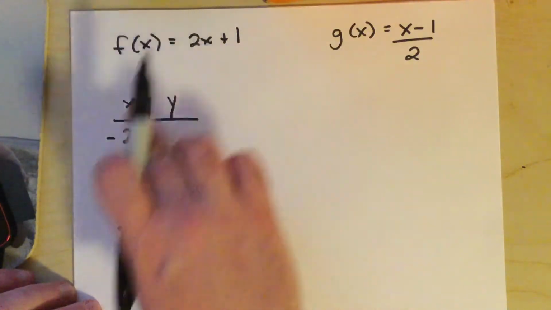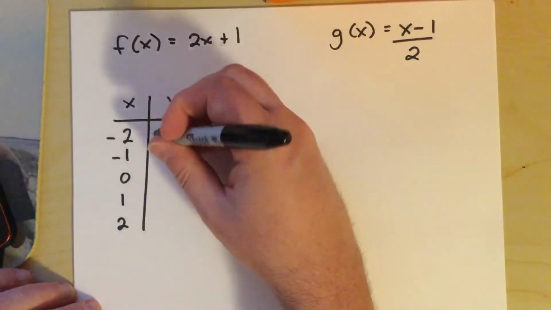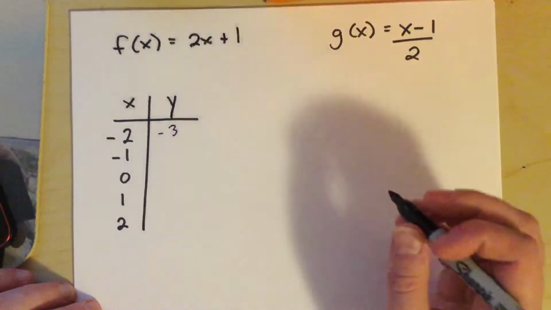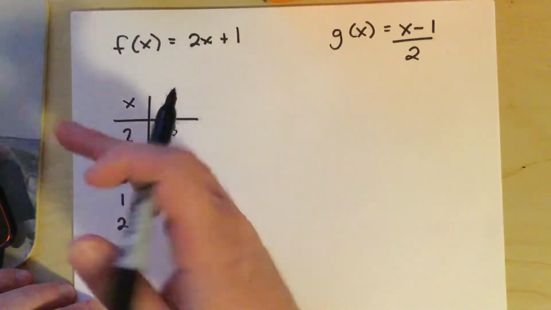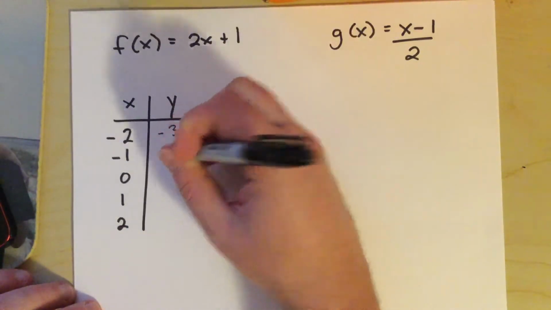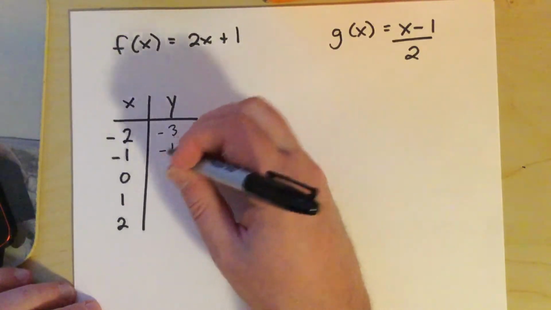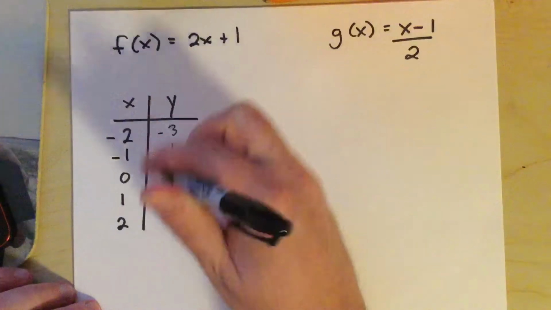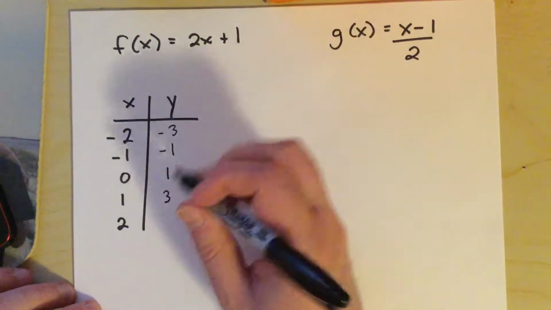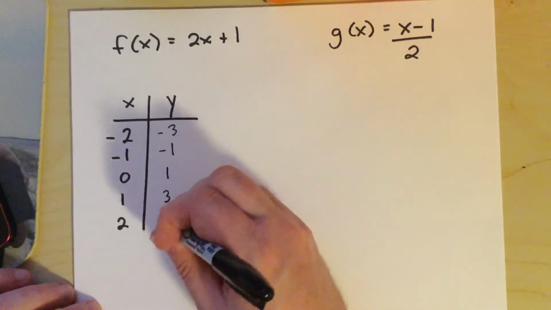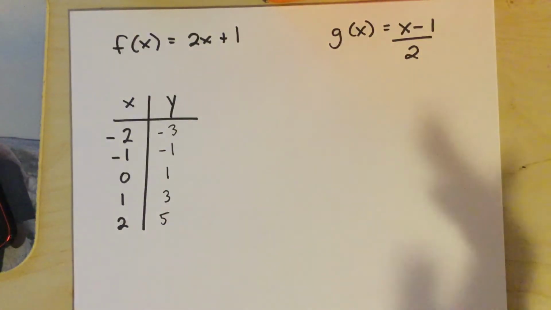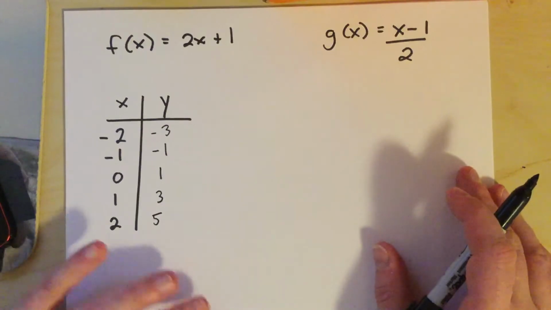So in particular, 2 times negative 2 is negative 4. Negative 4 plus 1 is negative 3. 2 times negative 1 is negative 2, plus 1 is negative 1. 2 times 0 is 0, plus 1 is 1. 2 times 1 is, that's going to give us 3. 2 times 2 is 4, plus 1 is 5. And that's a line, not terribly exciting.